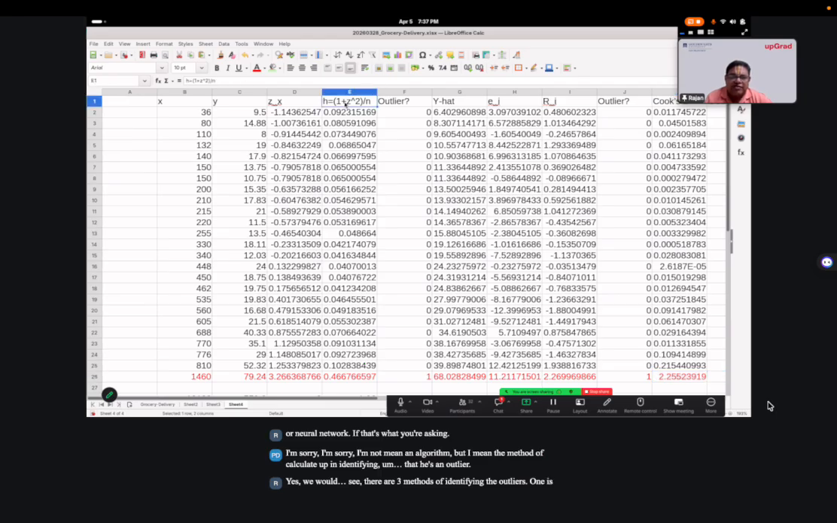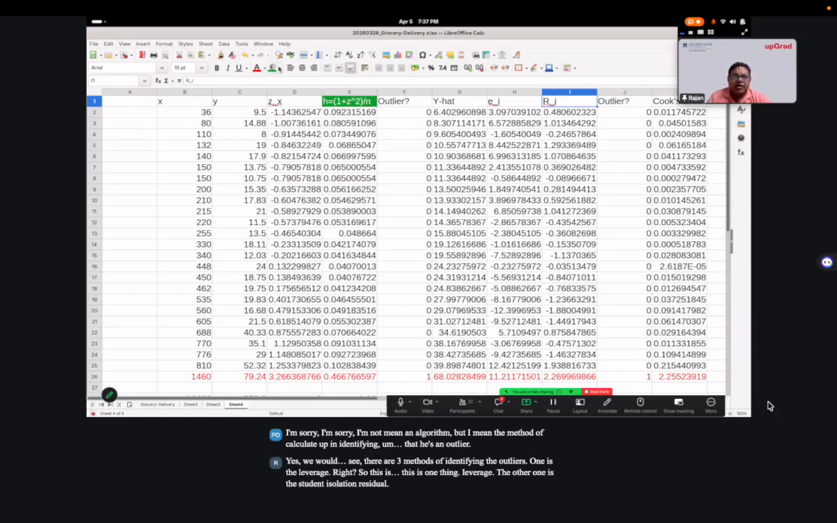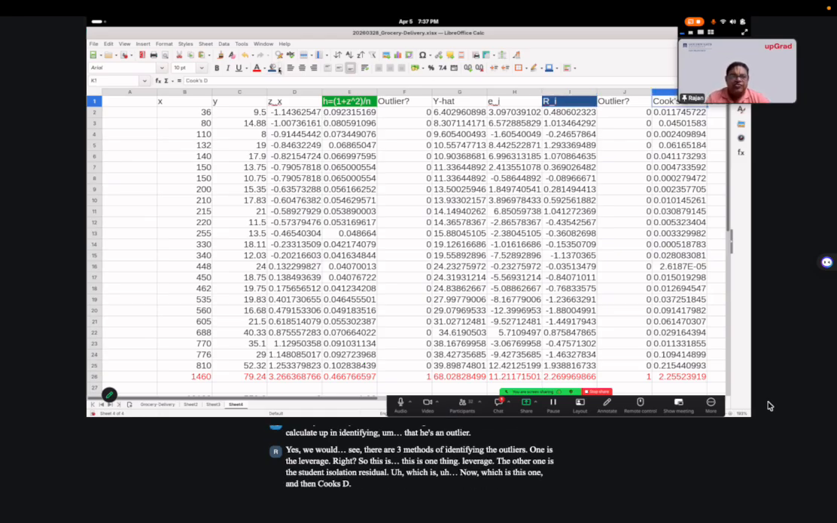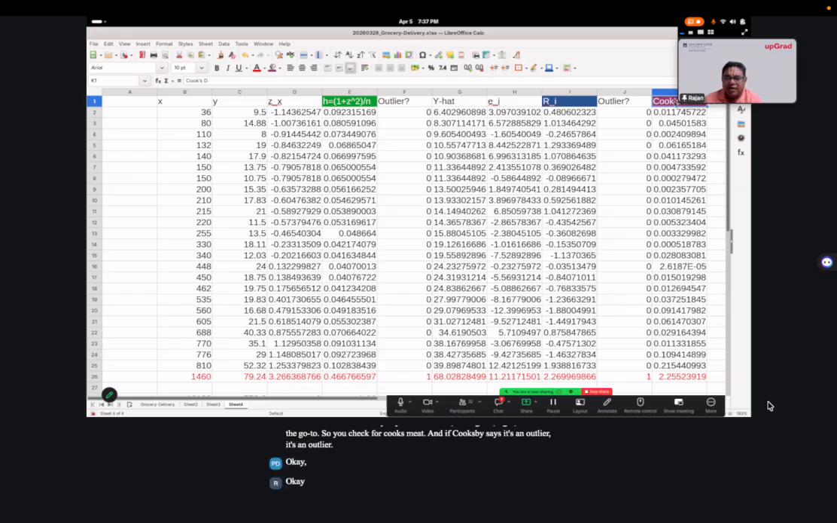One is the leverage, right? The other one is the studentized residual, which is this one, and then Cook's D. Cook's D is your ultimate go-to. So you check for Cook's D, and if Cook's D says it's an outlier, it's an outlier. Okay, got it. Thank you.